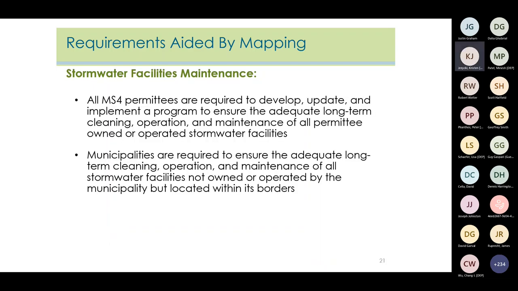All MS4 permittees are required to develop, update, and implement a program to ensure the adequate long-term cleaning, operation, and maintenance of all permittee-owned or operated stormwater facilities. Municipalities are required to ensure the adequate long-term cleaning, operation, and maintenance of all stormwater facilities that are not owned or operated by the municipality, but are located within its borders.